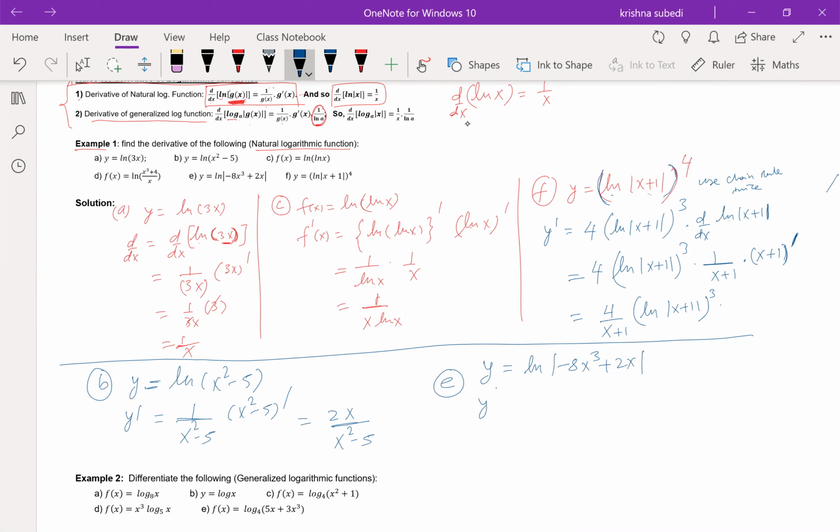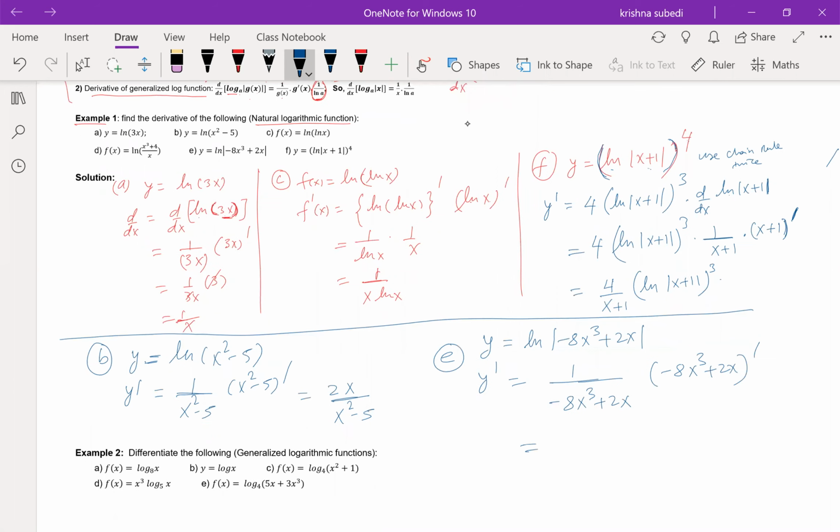So your derivative is going to be 1 over negative 8x cubed plus 2x. And then we need to find the derivative of this, negative 8x cubed plus 2x. So that means we're going to get negative 24x squared plus 2 over negative 8x cubed plus 2x. That is our answer.